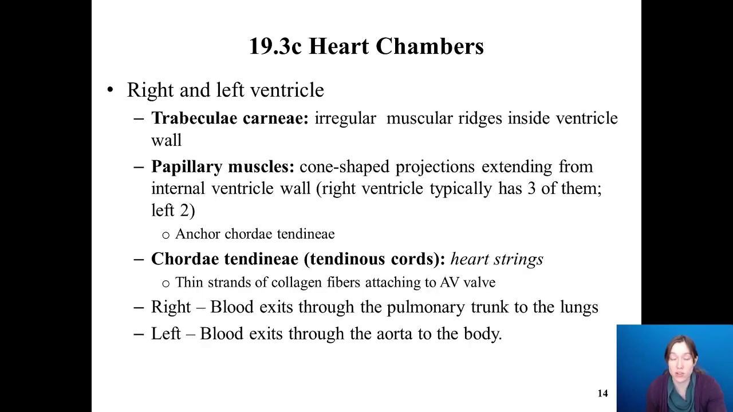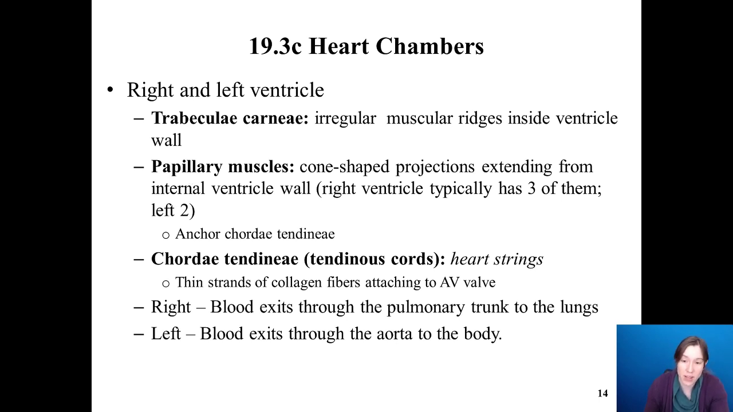Next, we have the ventricles. They're going to be the lower chambers, right? They have thicker walls. There are some muscular ridges inside the ventricles that you'll be able to see on some of the models. We call those the trabeculae carneae. And then you can also see some papillary muscles. Papillary muscles are big cone-shaped projections that extend from the ventricle wall.